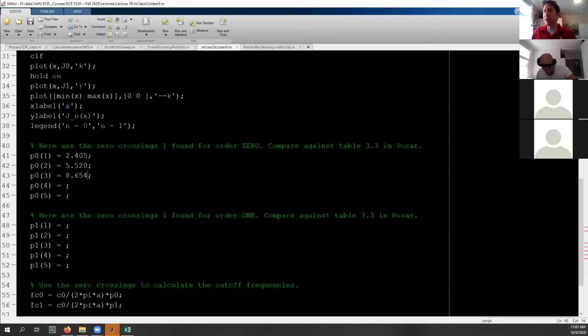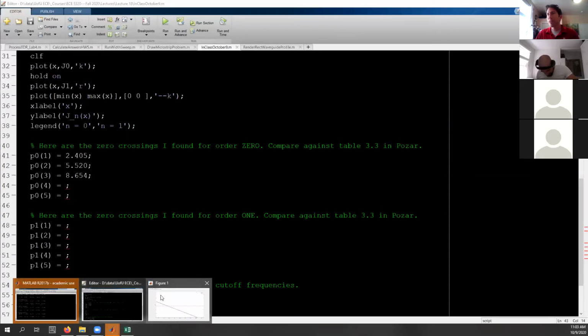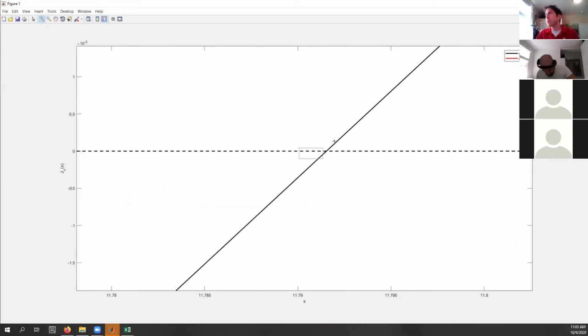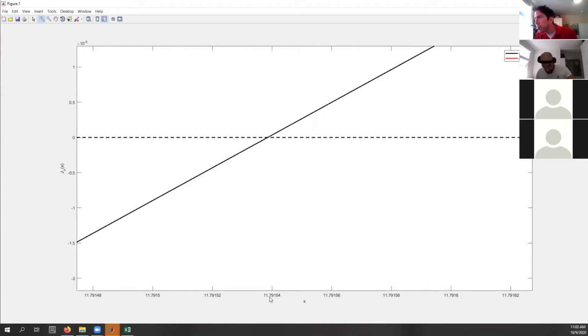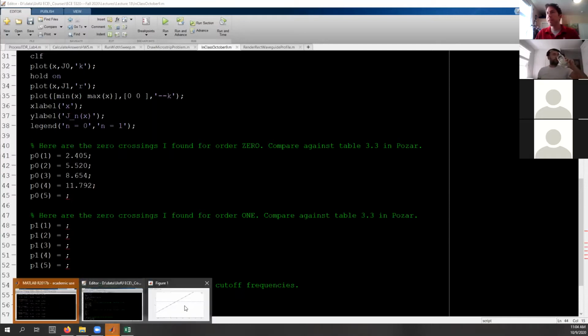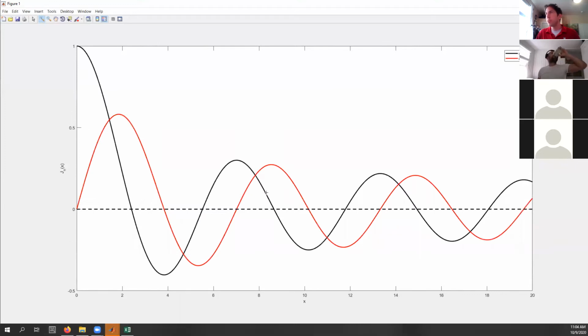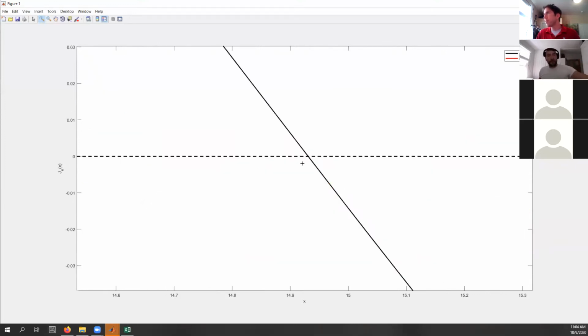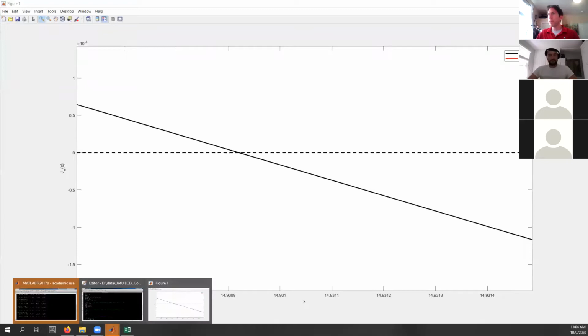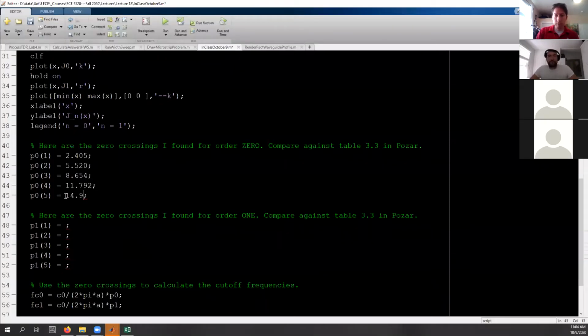And now for the next 2, we are on our own. The book will not save us. So we have to do the calculation. 1, 2, 3, 4. Zoom on in. So 11.792. Just like that. And then finally, the 5th one. 1, 2, 3, 4, 5. 14.931. Okay, so those were the zeros of the Bessel function of the first kind of order n.